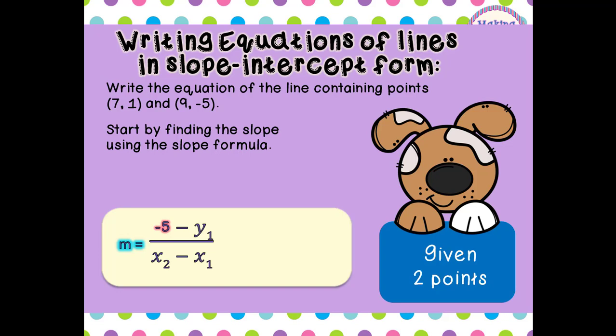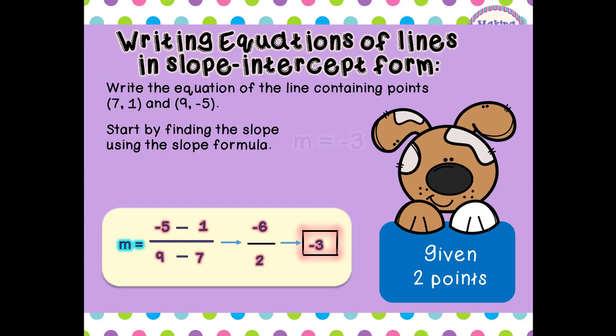My y2 value is -5. My other y value is 1. Putting the x's in, my x2 value is 9. And the other x value is 7. So quick calculation, we can see the slope is -3.